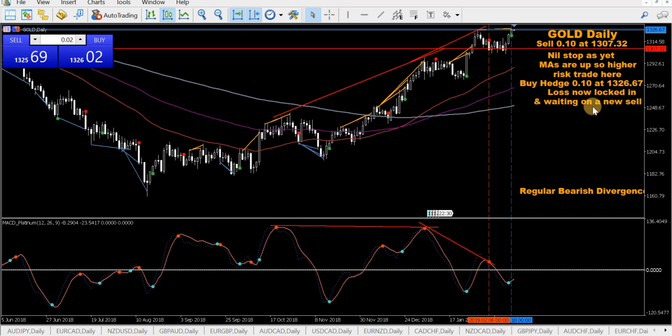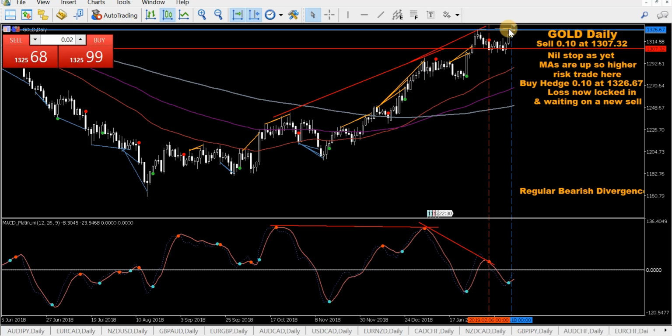So basically I'm locking in a loss between 1326.67 and 1307.32. So I don't need a stop. The only thing that'll hit me now is the overnight interest rates. I think it's actually positive on the sell, but negative on the buy.